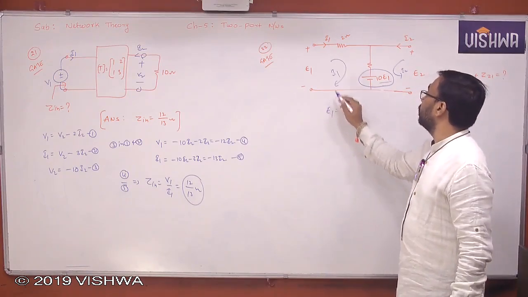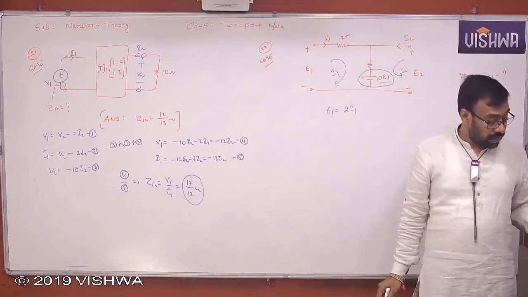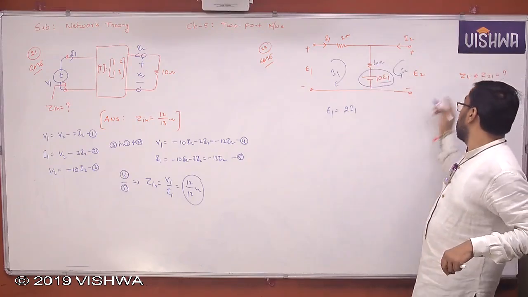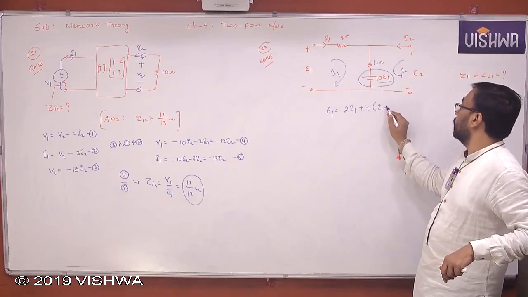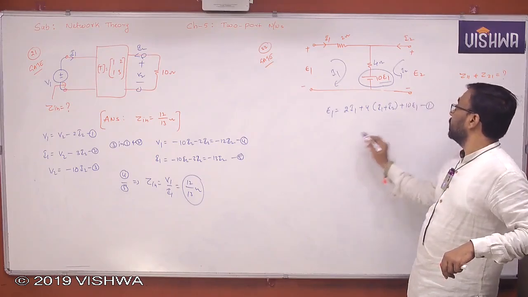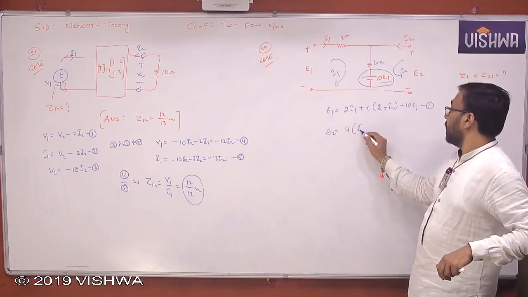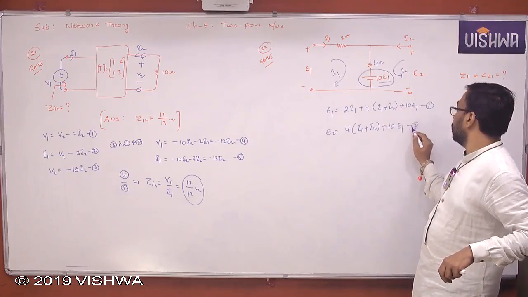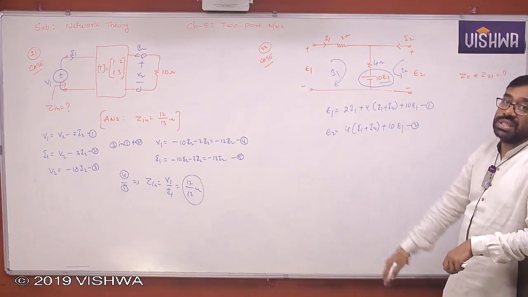E1 is equal to first loop. First loop when you write, so 2I1 plus this value is given 4 ohm. This is 4 ohm. Please note it down. So he's asking what is Z11, Z21. So plus 4 times I1 plus I2 plus 10E1. This is equation 1. Second equation, E2 is equal to 4 times I1 plus I2 plus 10E1. That's it. So rearrange these equations and then compare with the standard equations of Z parameters.